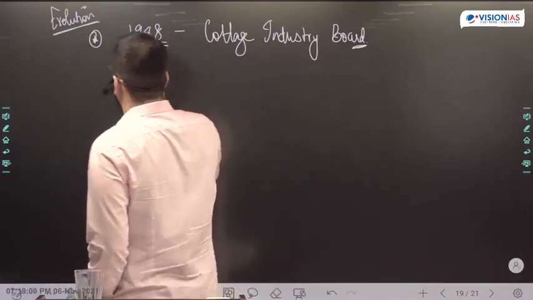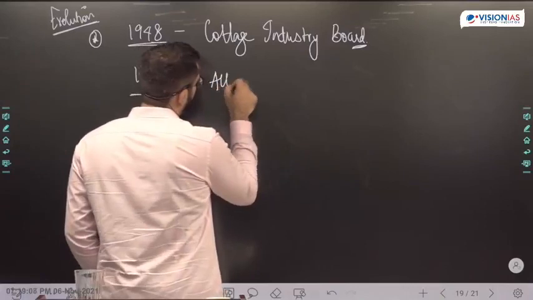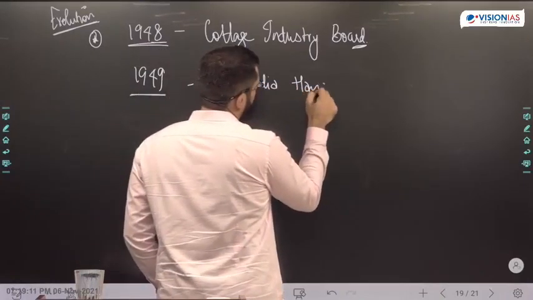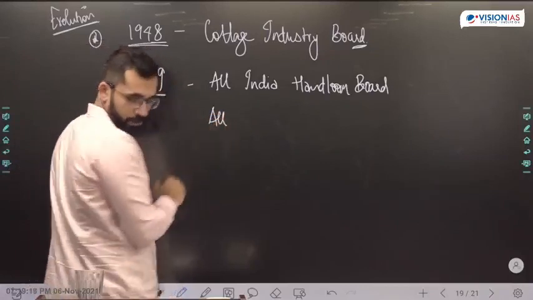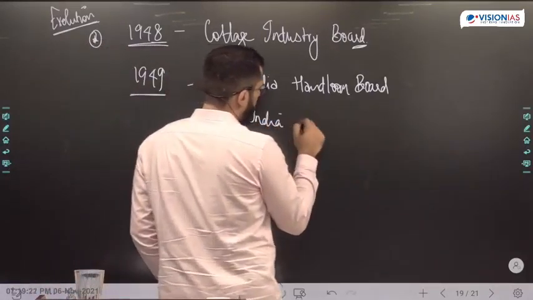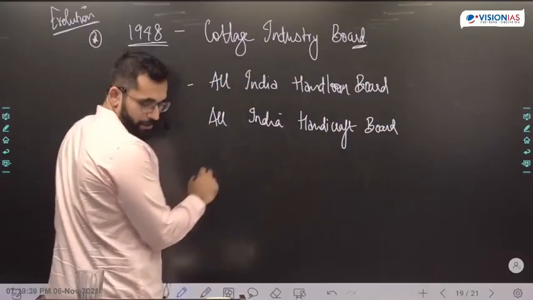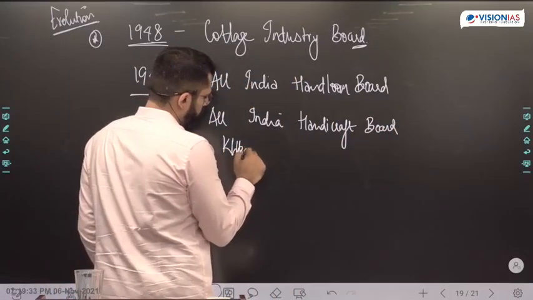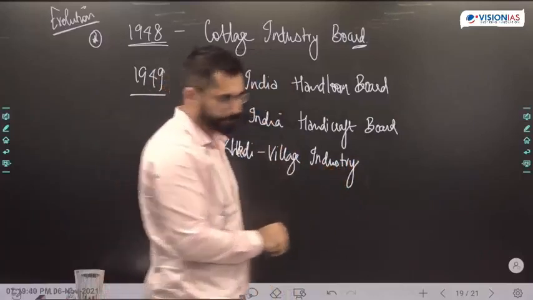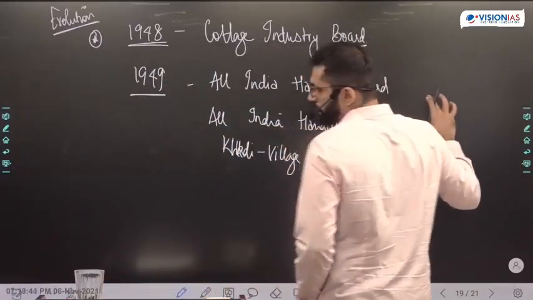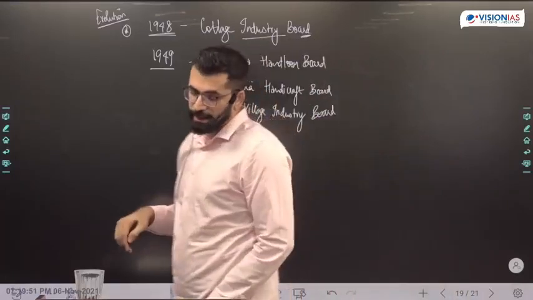Cottage Industry Board in 1948; in 1949 this was made into 3 different boards. All India Handloom Board, All India Handicraft Board, then you had the Khadi Village Industry Board. In 1948 the Cottage Industry Board, in 1949 this Cottage Industry Board was replaced by these 3, and these 3 in the traditional sector.